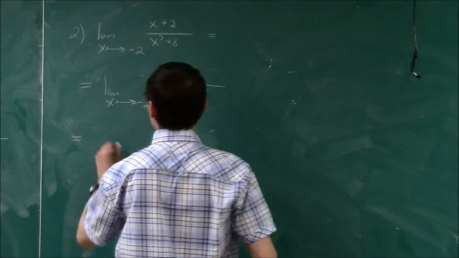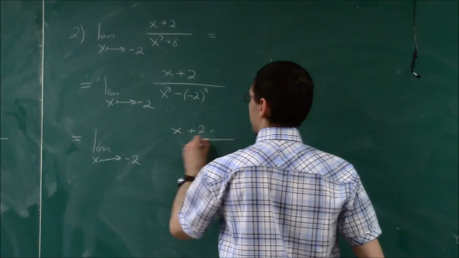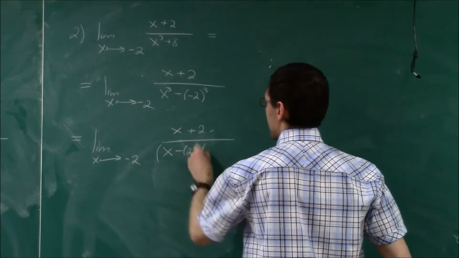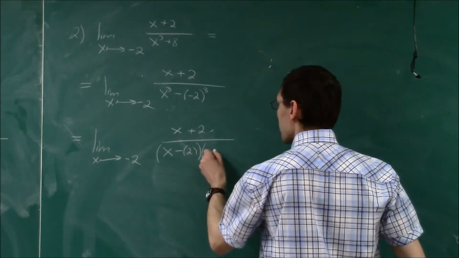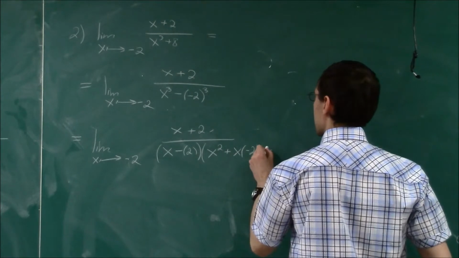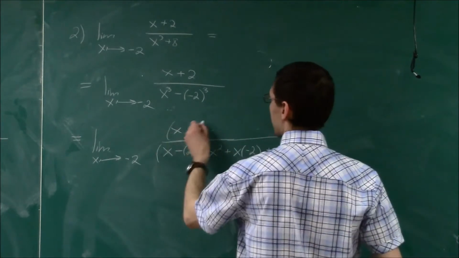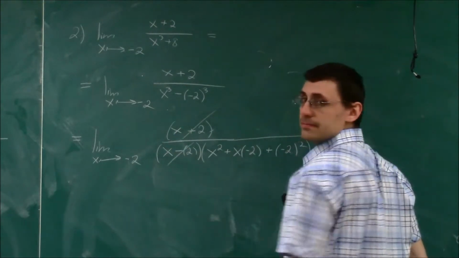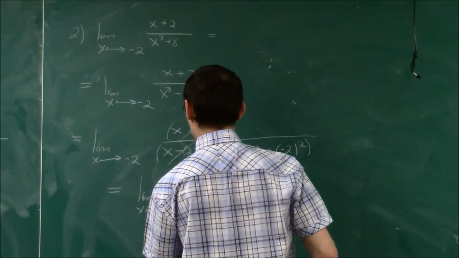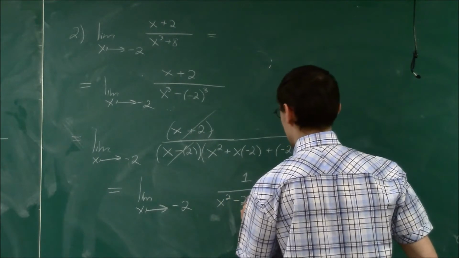This then can be factored as x minus minus 2 times x squared plus x times minus 2 plus minus 2 squared. Again, we can cancel out x plus 2. This is then the limit as x goes to minus 2 of 1 divided by x squared minus 2x plus 4.